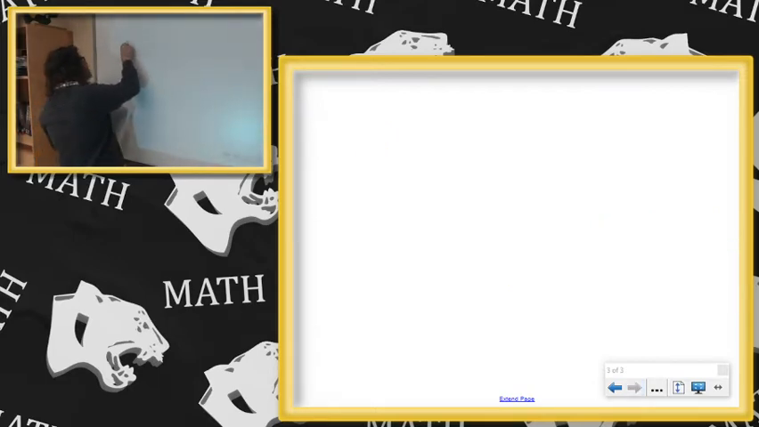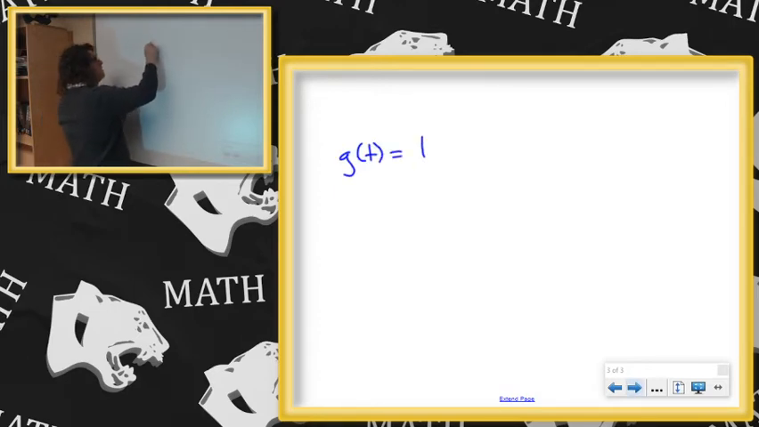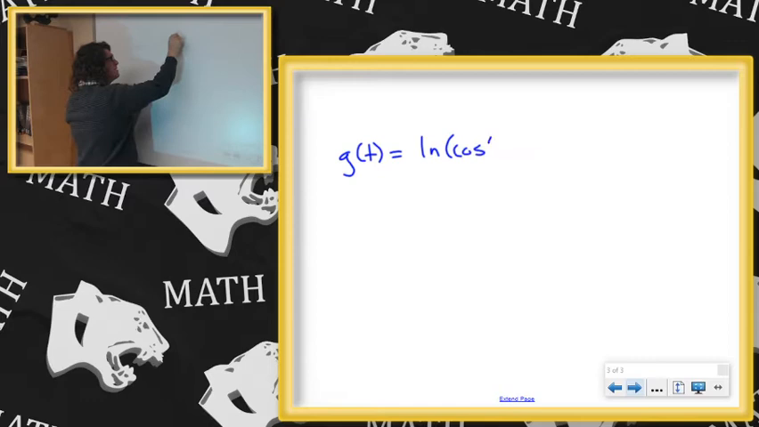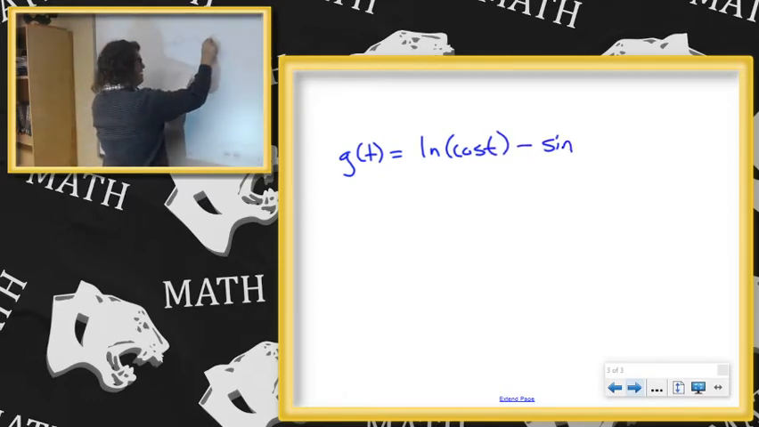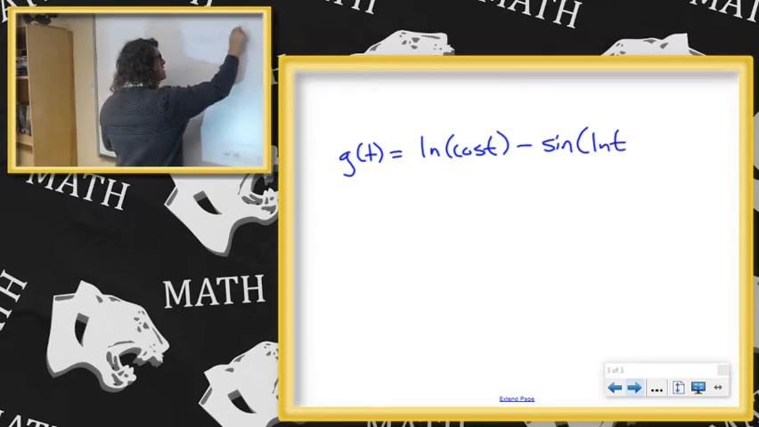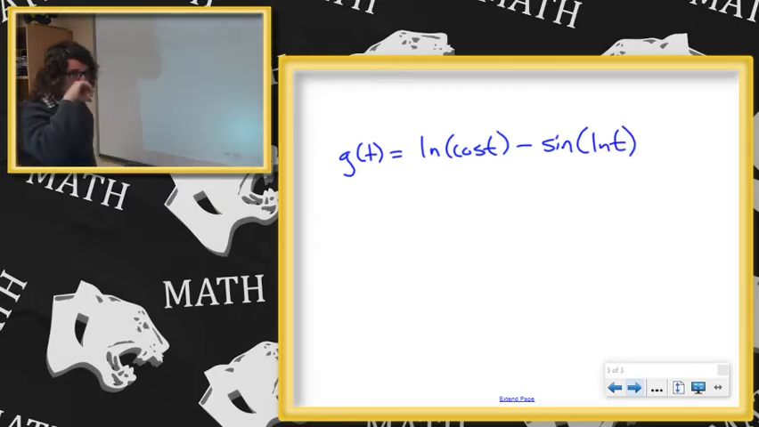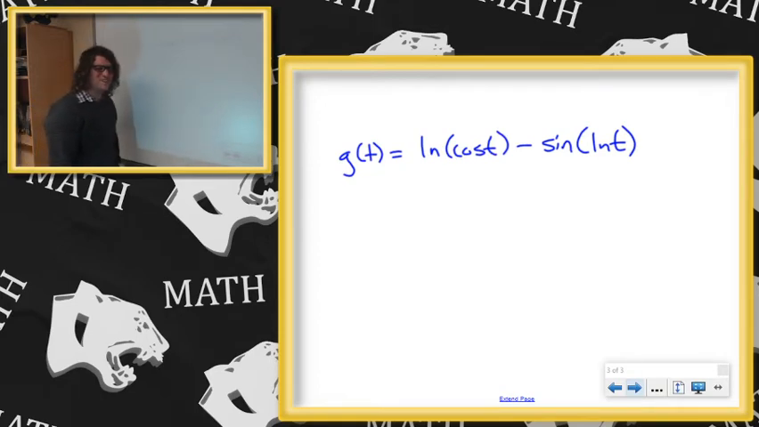Next one, g of t is equal to ln of the cosine of t minus sine of the ln of t. So I'm doing these as I go. If I make any mistakes, email me, let me know, and I'll see if I can recut that into it.